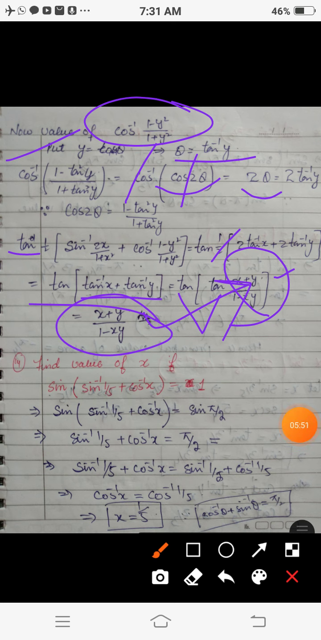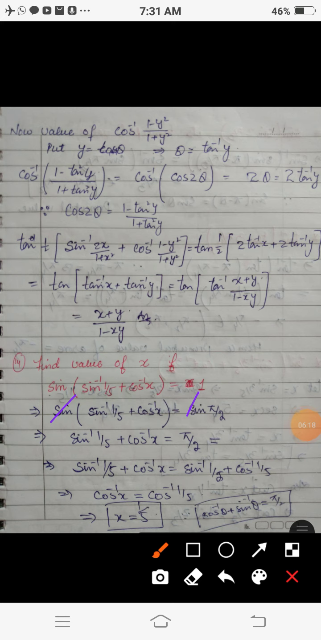Now problem 1, we have to find the value of x if sine of (sine inverse 1 upon 5 plus cos inverse x) is 1. We have to find the value of this x. Here sine of (sine inverse 1 upon 5 plus cos inverse of x) is sine pi by 2, because the value of sine 90 is 1, that is why we are replacing 1 by sine pi by 2.